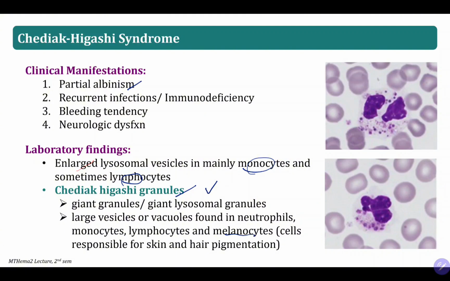Take note, guys, that there are so-called pseudo Chediak-Higashi granules, and these are cytoplasmic inclusions that resemble your Chediak-Higashi granules. Okay? These are reported in patients with acute myeloid leukemia, chronic myeloid leukemia, and myelodysplastic syndromes.